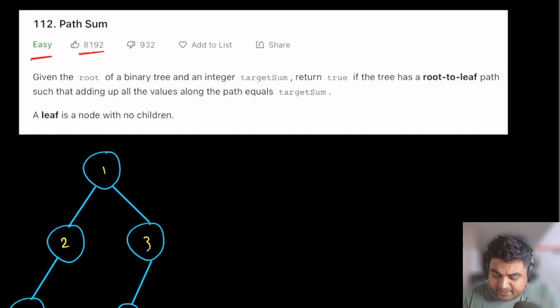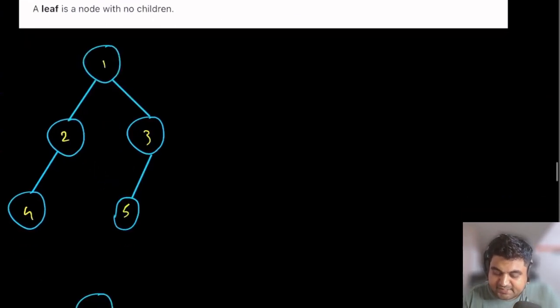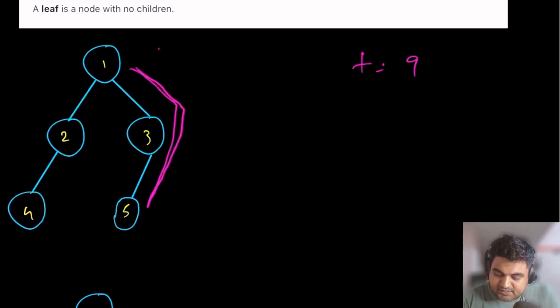If we see the problem statement, it's quite simple. We are given the root of a binary tree and we are also given an integer called target sum. Now we need to return true if the tree has a root to leaf path that sums up to the target sum. Suppose this is the input we are given and the target sum is equal to 9. Then in this case, if we do the sum of these three elements, so this is the root node, this is the leaf node, and if we do the sum of this path, then the sum is going to be 9. So in this case, we are going to return true.